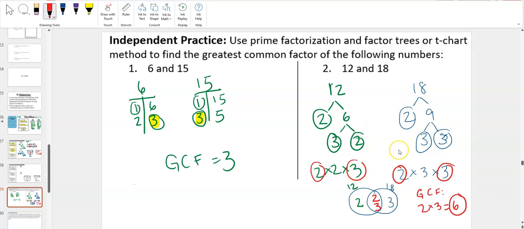And again, I could have easily done this with a T-chart as well. I also could have done this side with prime factor trees. It's up to you.